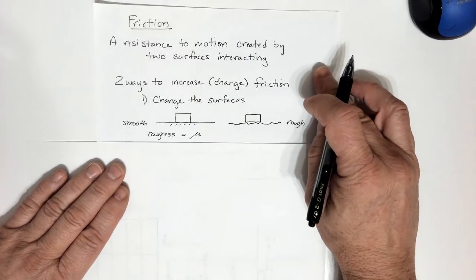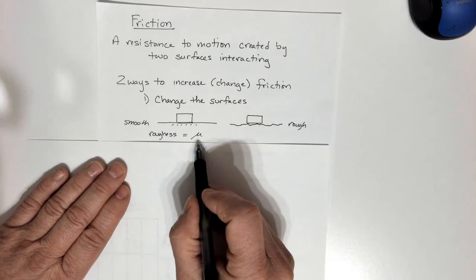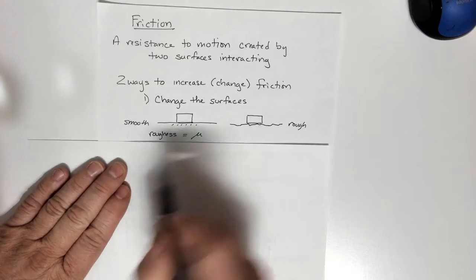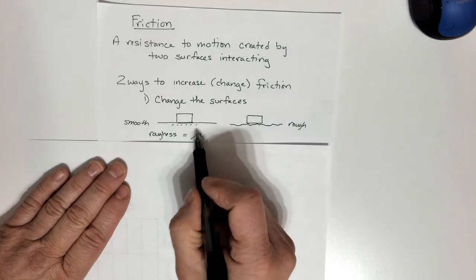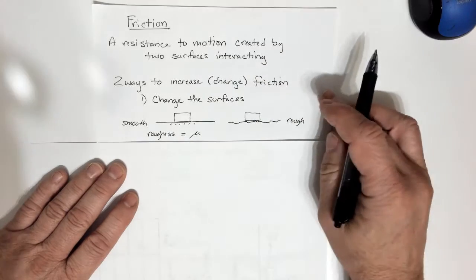And so we call that roughness mu. And that's a Greek symbol, okay? And I just think of it as a U with an extra long tail in the front. So there is a roughness rating, and we'll talk about that here in a second. But I'm going to show you a real live example.